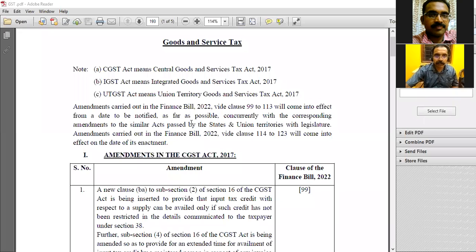Hello everybody. In this video, I am going to discuss the proposed changes in GST. This is proposed in the Finance Bill 2022. These are all the proposed changes in GST.